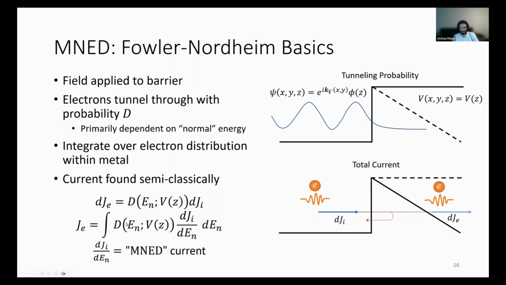So that's this integral down here, where we have the probability of field emitting for each normal energy and the current with respect to the normal energy. This distribution here is what we're calling the MNED current, or material normal energy distribution current. And this is something that you either have to use some sort of free electron gas model to calculate, or density functional theory.